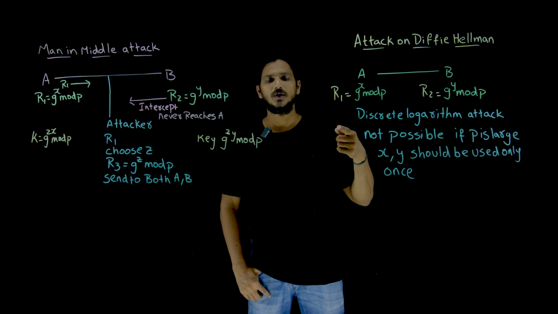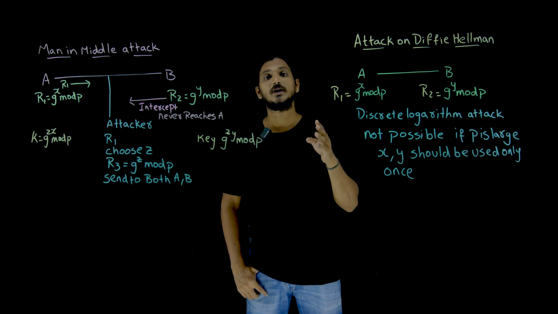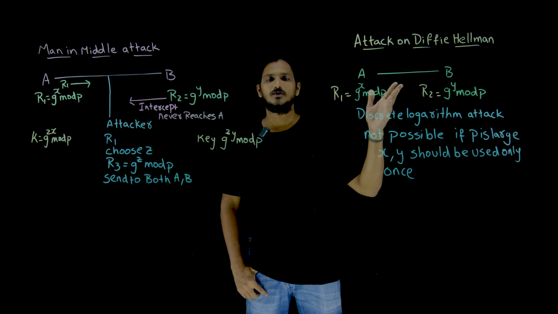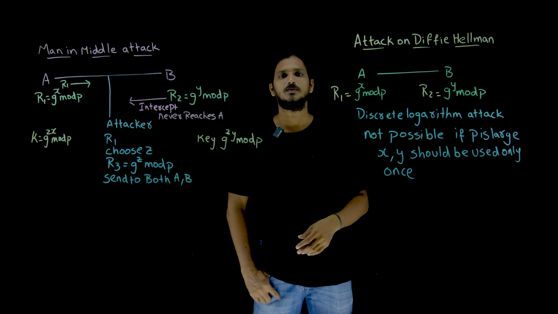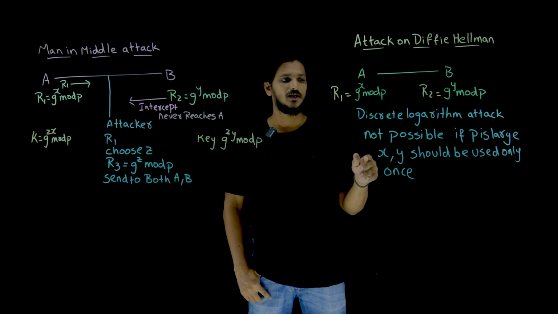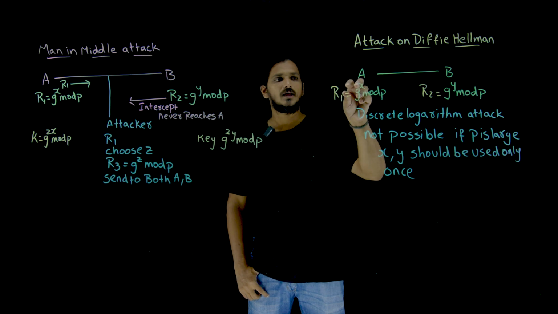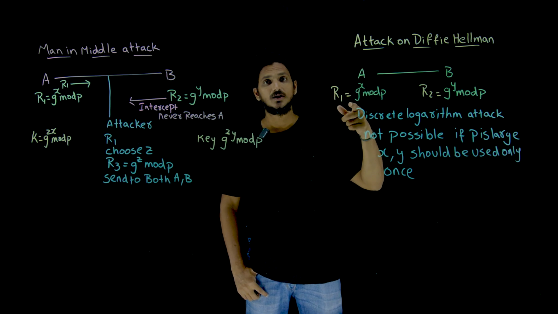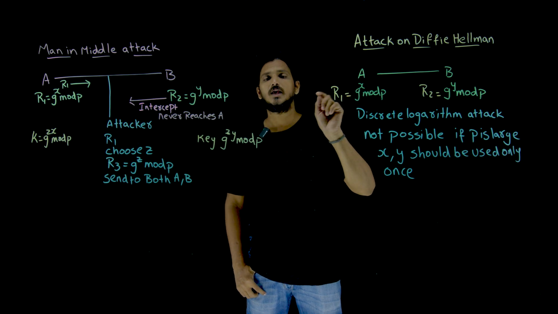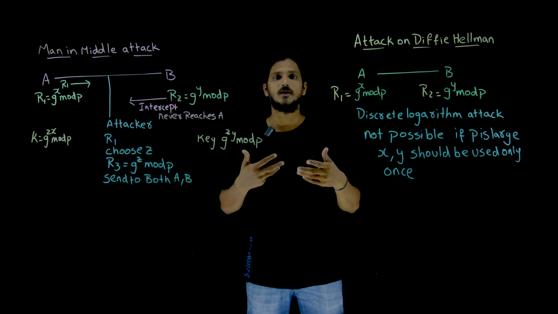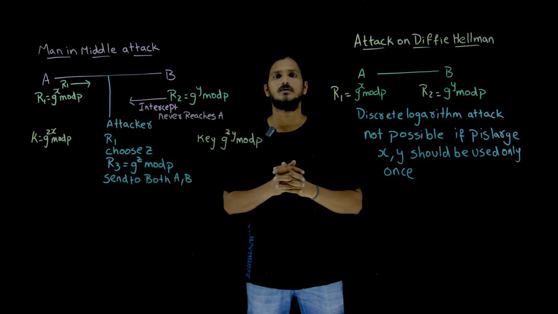How large should it be? 300 digits, which means you have to choose a 1024-bit value. If the P value is like that, then the attack is not possible. And one more security measure you have to maintain when implementing Diffie-Hellman concerns the X and Y values, the random numbers generated. Next time they want to exchange the key, they should not use the same X and Y values. Keep changing them every time, then it will be very, very secure.